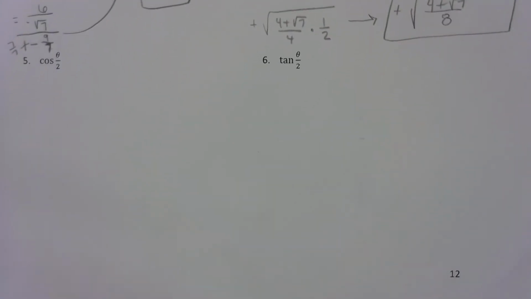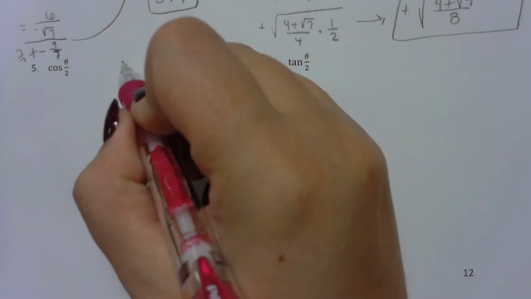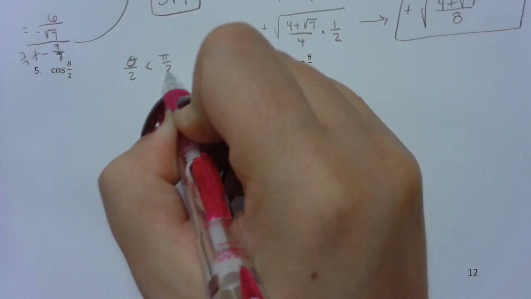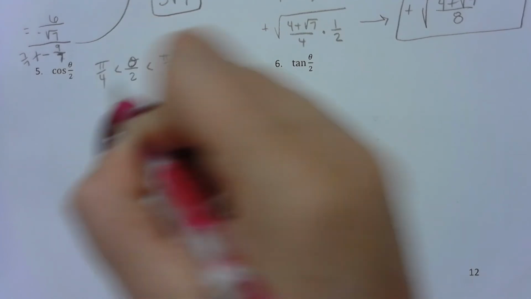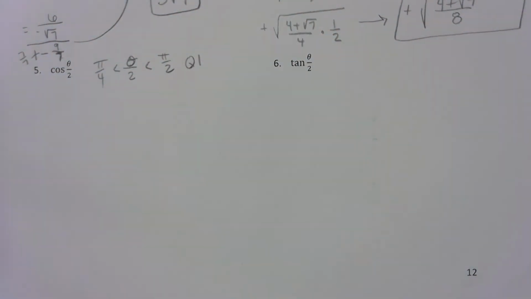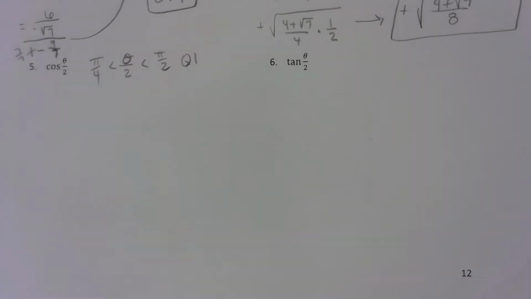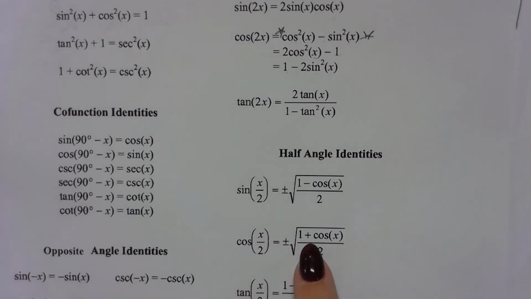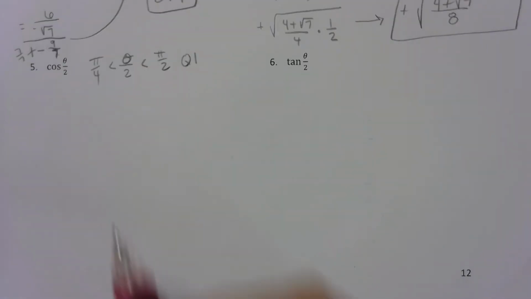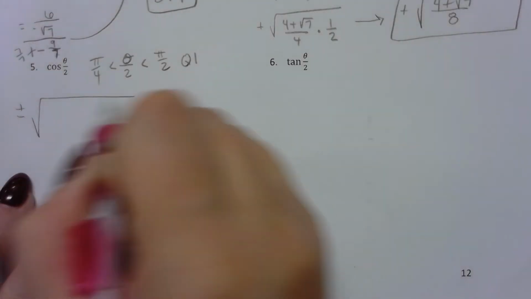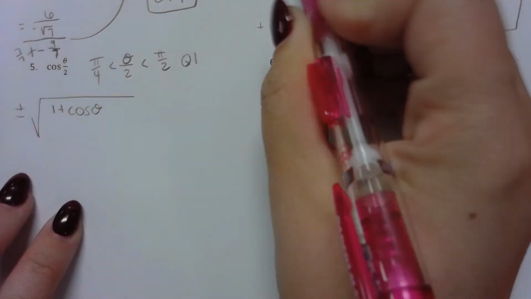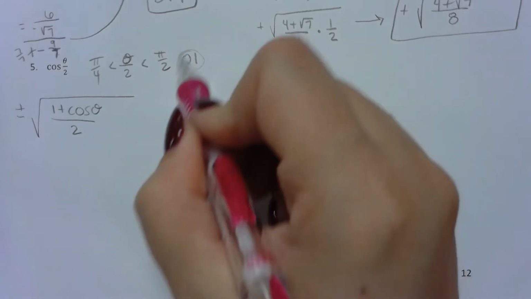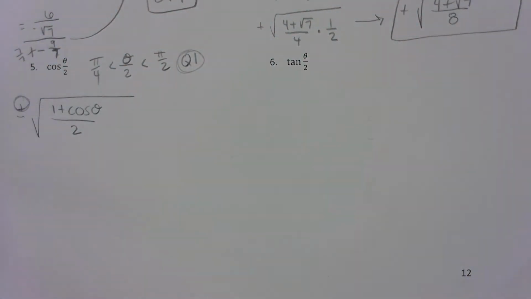Let's look at cosine of theta over 2. So we've already decided that theta over 2 was between pi over 4 and pi over 2, which means it's in quadrant 1. So if we look at our formula, we have cosine of x over 2 equals plus or minus square root of 1 plus cosine over 2. So we have plus or minus 1 plus cosine theta instead of minus like we did in the last problem, all over 2. Well, because this is quadrant 1, I'm going to pick the positive.